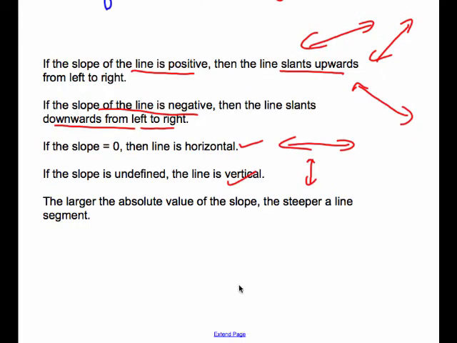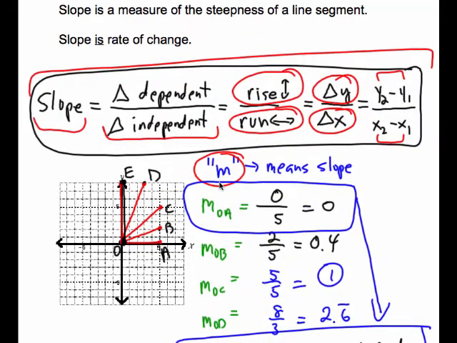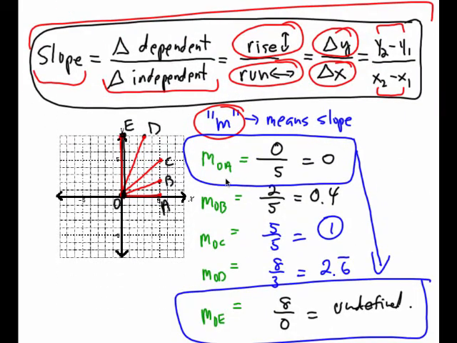And the last one says that the larger the absolute value of the slope, the steeper a line segment. Remember that absolute value refers to the positive of the value we're talking about. So if I roll back up here, we talked about these line segments getting steeper, and as they get steeper, our slopes are getting larger.